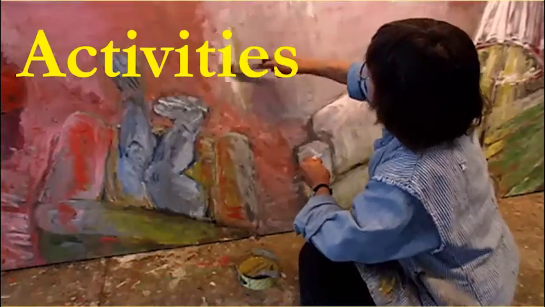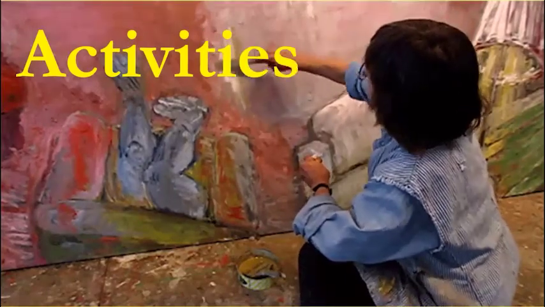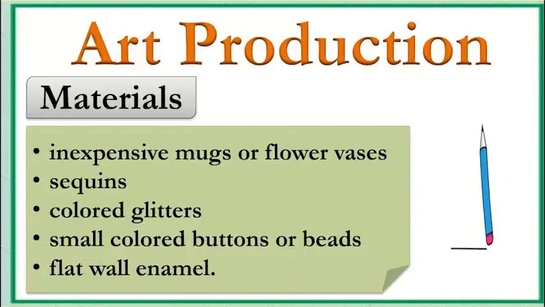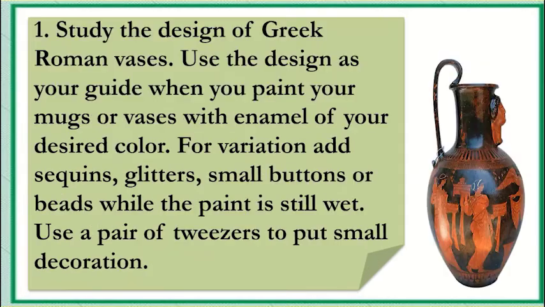Now, let's see if you've learned from our lesson. These are the things that you need to accomplish. You have your art production. You may use the following materials. First, inexpensive mugs or flower vases, sequins, colored glitters, small colored buttons or beads, and flat wall enamel.